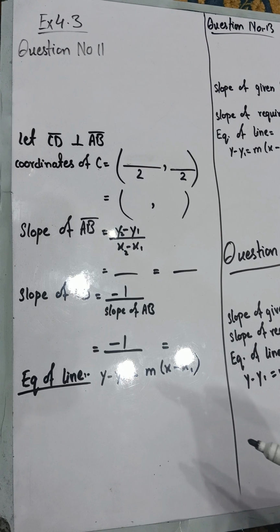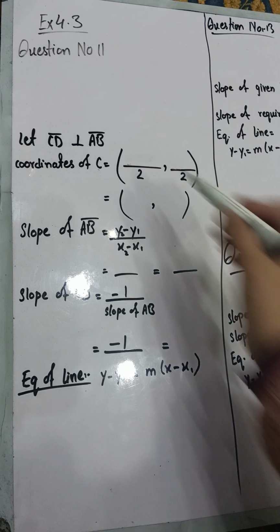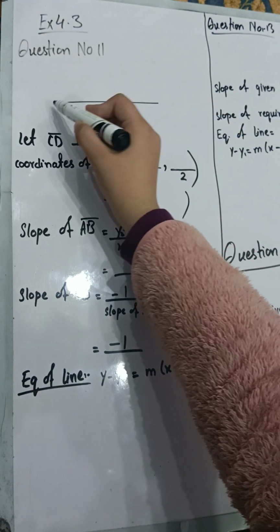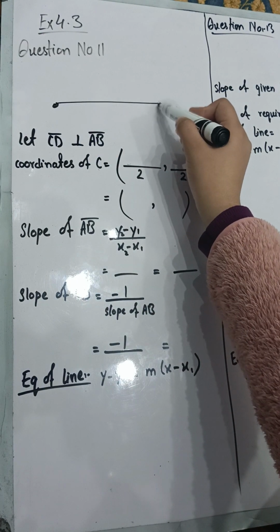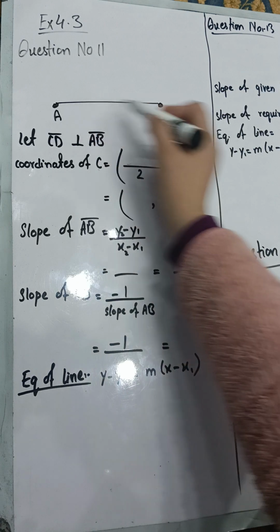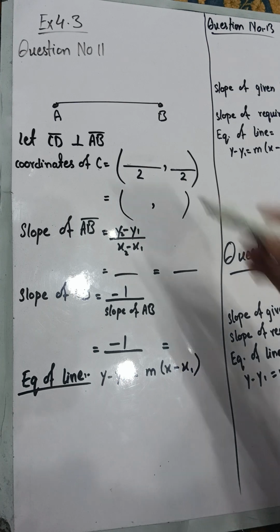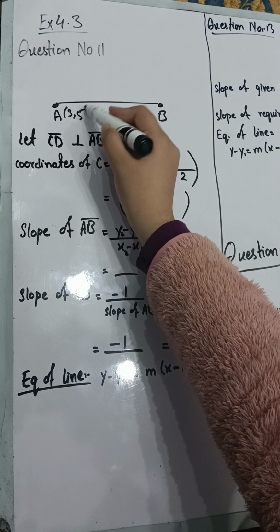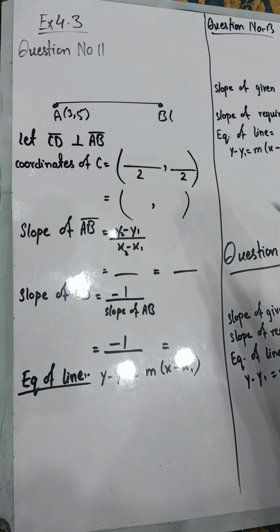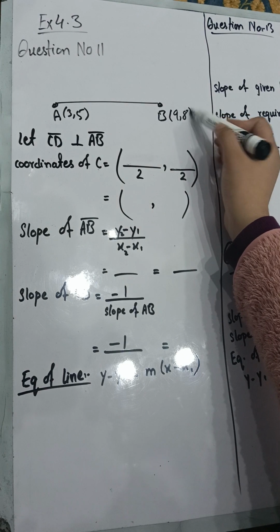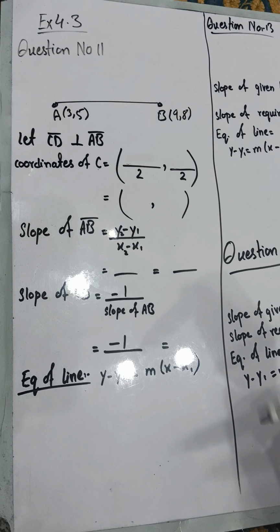The question is that you have to find an equation of a perpendicular bisector of the line segment joining the points, and you are given the two points A and B. So first, you have a line; this is point A, this is point B. I'm not writing the coordinates of them, you know them already. Okay, so I am writing them: the coordinates of A are 3 and 5, and the coordinates of B are 9 and 8.